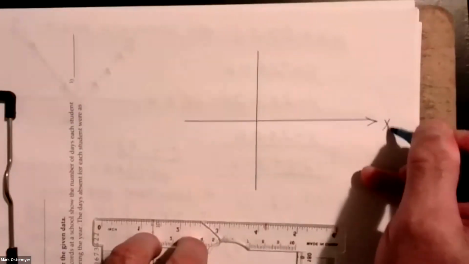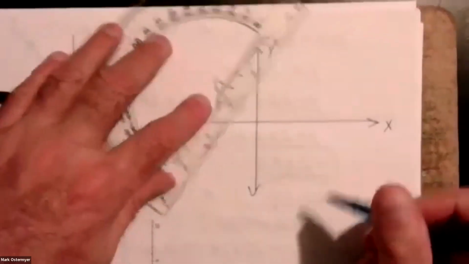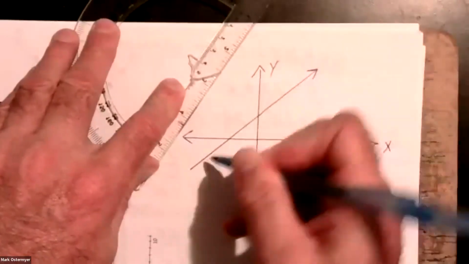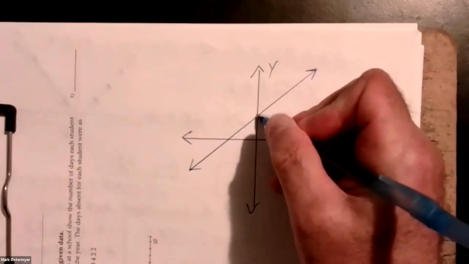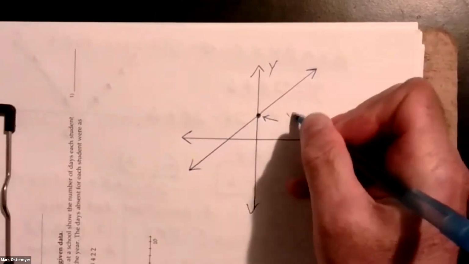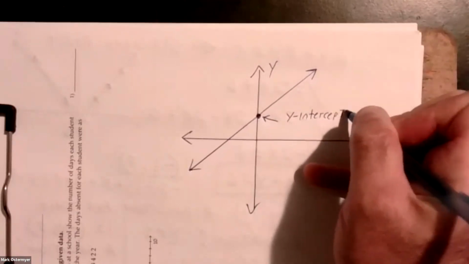Suppose that I have a linear equation and I graph it in the XY plane, and suppose that the graph looks maybe like this. Okay, so that's the graph of some linear equation. Now, the point where the graph intersects the y-axis has a very special name. It's called the y-intercept of the linear equation.